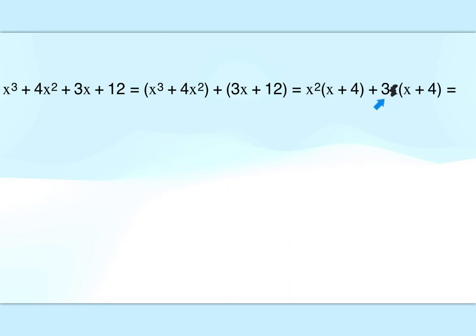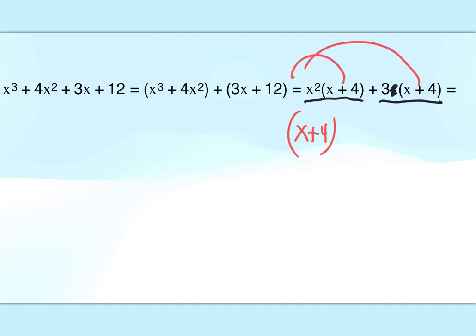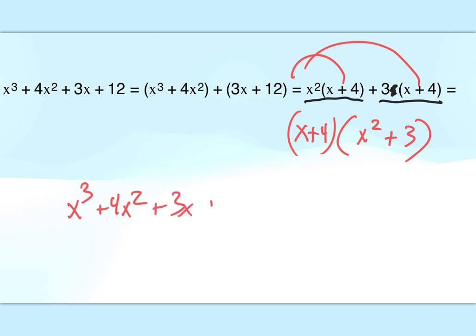And then finally, if it's going to be factorable, I get to this point and I look and notice that this thing and this thing, because those are the two things I'm adding, they have a common factor. The common factor is x plus 4. So if I take the x plus 4 out of it and out of this one, I'm left with x squared plus 3.